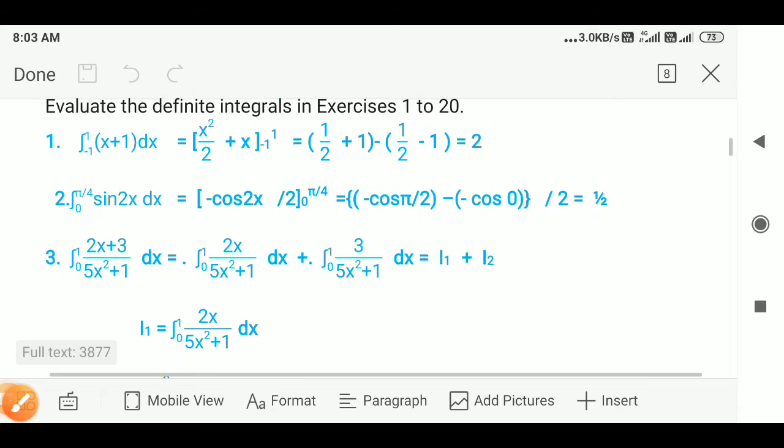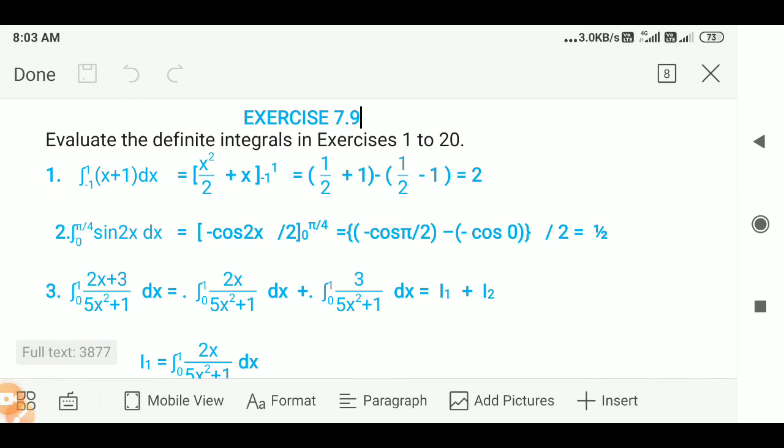Now here is exercise 7.9. Evaluate the definite integrals in exercises 1 to 20. Some are solved here. First, the integral from -1 to 1 of (x + 1) dx. The process is first you find the integration. The integral of x is x square by 2, plus the integral of 1 is x. So you write it as (x square upon 2 + x) within brackets from -1 to 1.